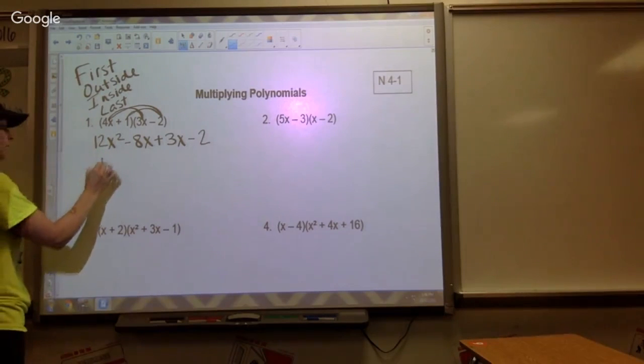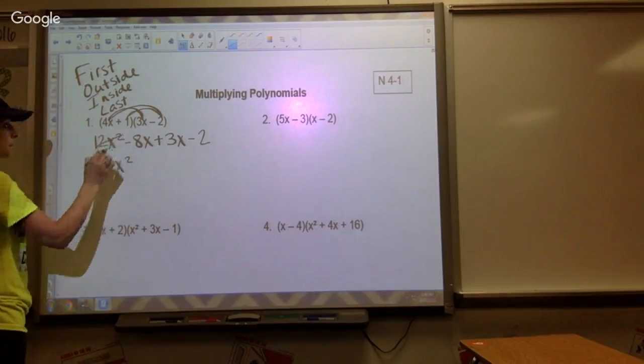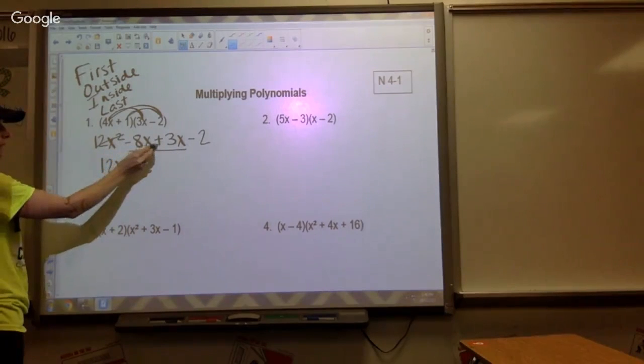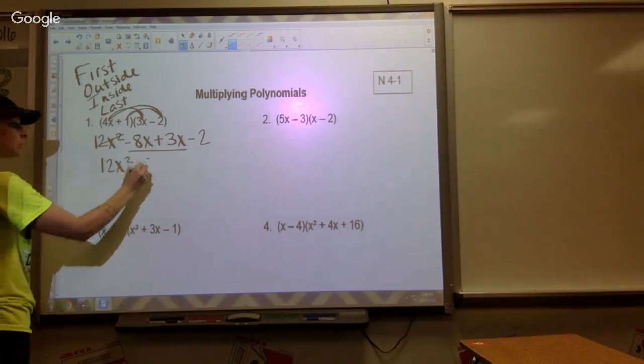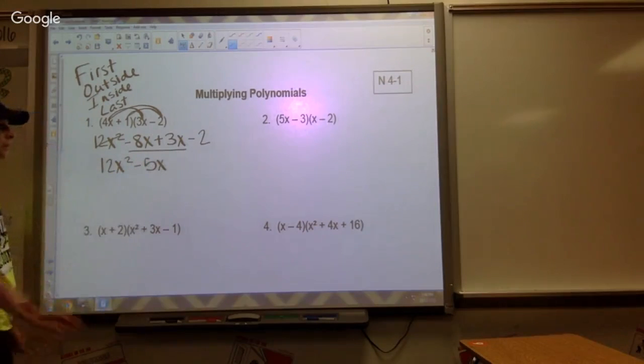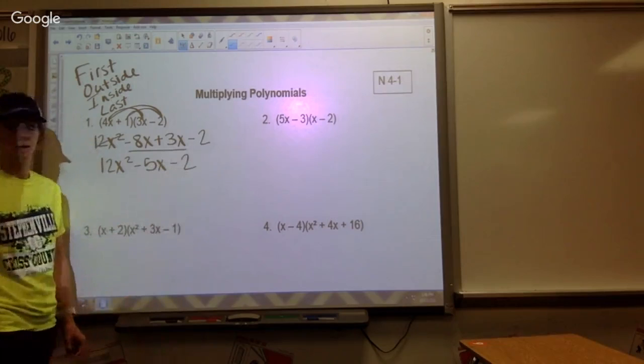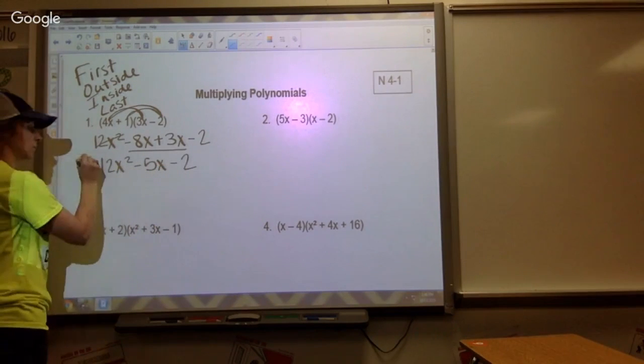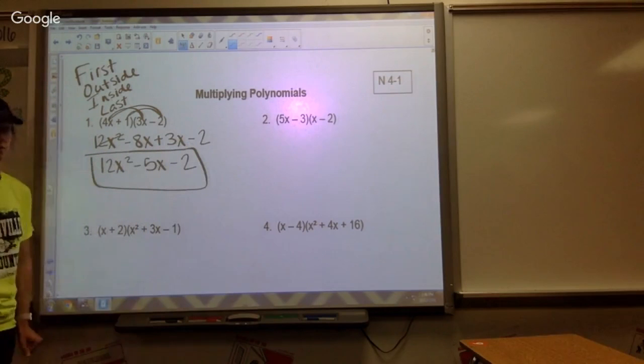So I'm going to bring down the 12x squared. And then I'm going to combine the x's here. That's a negative 8x plus 3x, which would equal negative 5x. And then you have minus 2. Notice we're not able to combine anything else, so that would be our answer there.